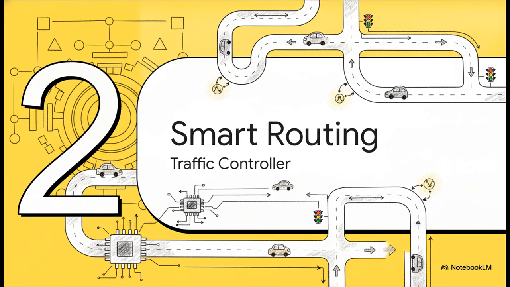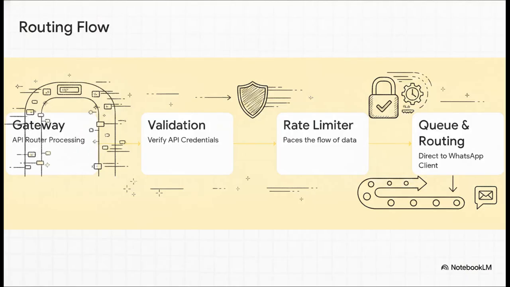All right, moving to Section 2, Smart Routing Engine Mechanics. Let's talk about the digital traffic controller that keeps everything from jamming up. I want you to picture this entire flow as a high-speed digital traffic controller. Whenever your app fires off a request, the very first thing it hits is the gateway processing. Boom. Then it instantly shifts to API key validation to double-check your credentials. After that, it moves into the rate limiter control, which acts as a pacer, perfectly smoothing out the flow of data. And finally, the queue and routing system smoothly, perfectly directs every single message right to its destination WhatsApp client. It's basically a flawless assembly line, ensuring literally zero data gets lost in transit.